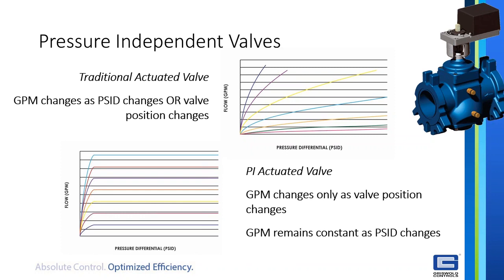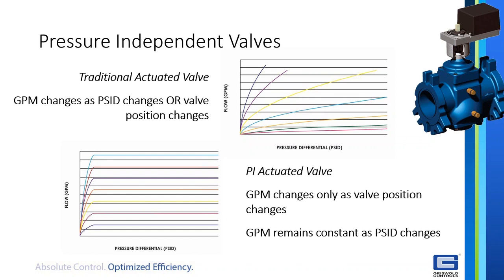If you look at these two graphs, we looked at this quickly in our first webinar, the Griswold overview, but it's worth repeating because the pressure independent category is a newer category in the industry, and so I think it's worth the explanation.